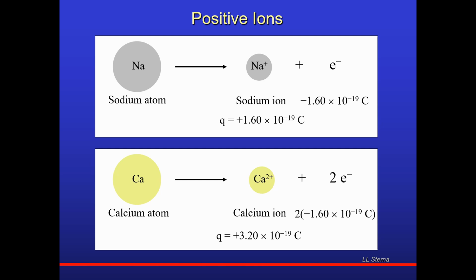Notice that the ions in both cases, these positive ions, appear much smaller than the atoms. Why is that? Well, because the electrons, although extremely small particles, within the atom, they occupy a large volume and really the electrons determine the size of the atom, they determine the size of the ion. You remove an electron, the positive ions are much smaller than the neutral atoms.